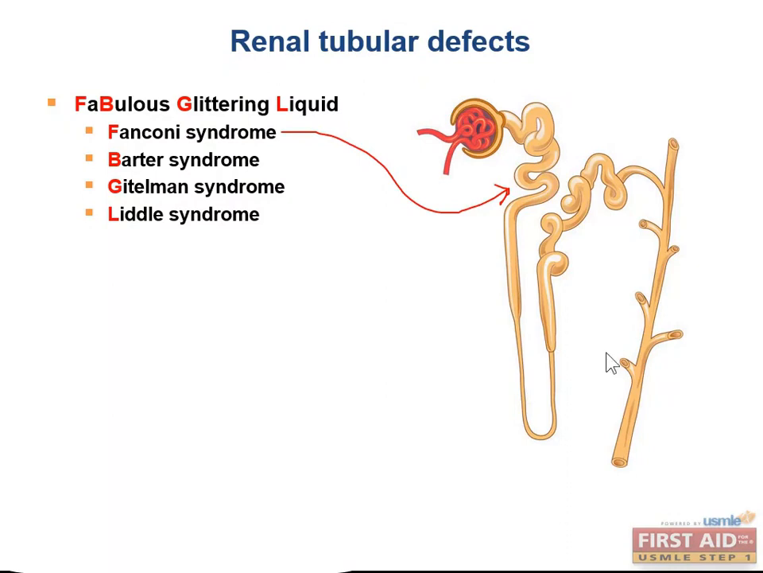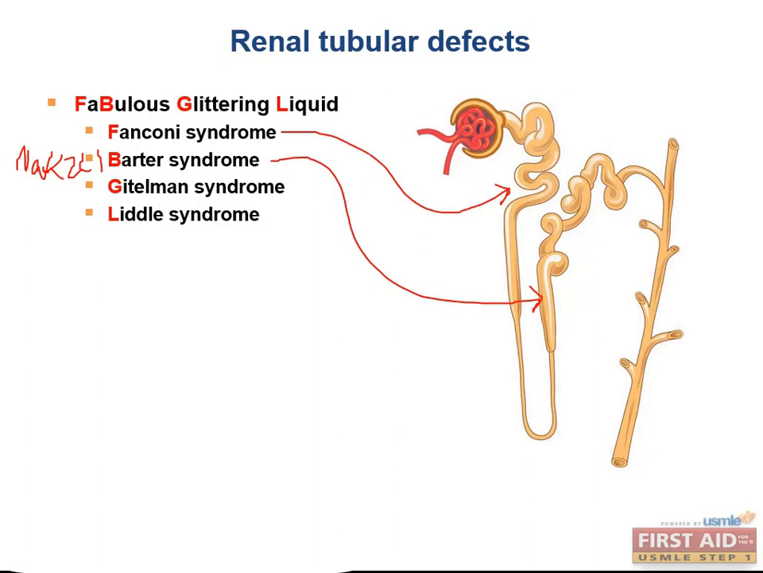Bartter syndrome is a reabsorption defect in the thick ascending loop of Henle. It's an autosomal recessive mutation of the NKCC2 cotransporter, and it results in hypokalemia and metabolic alkalosis, similar to what you would see with which diuretic?